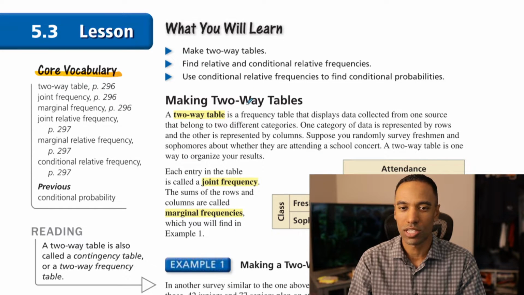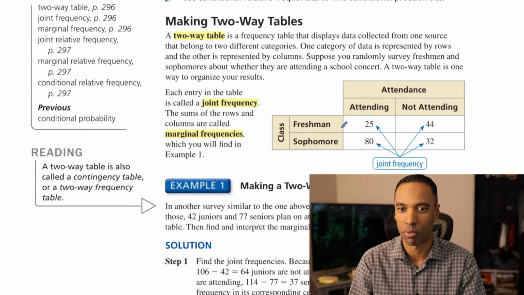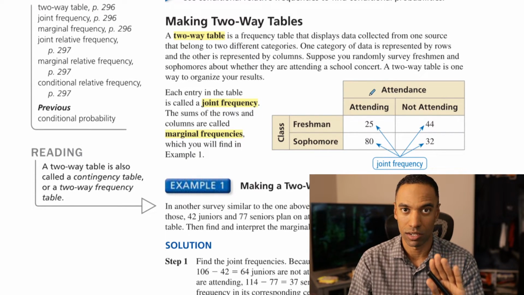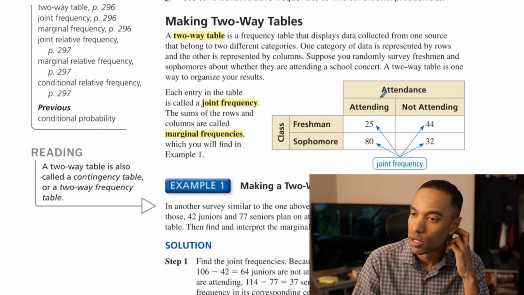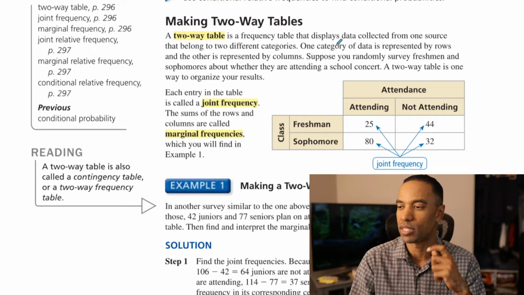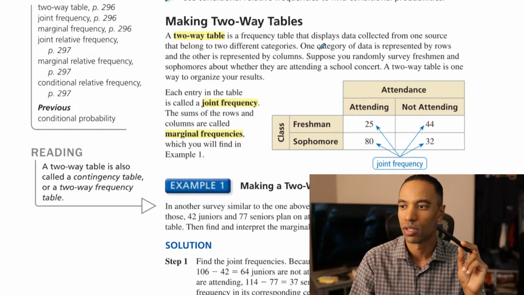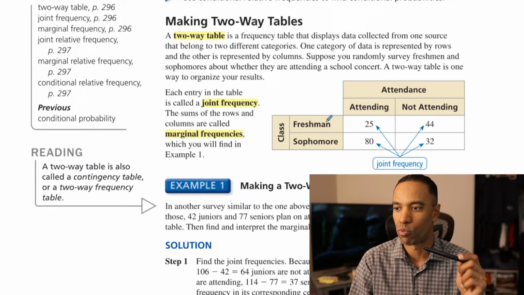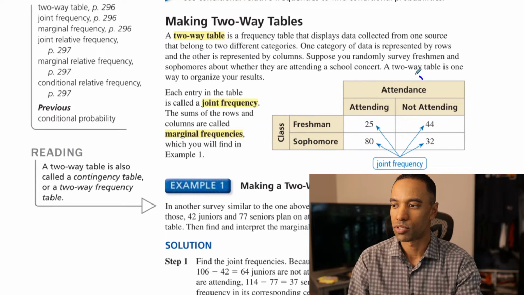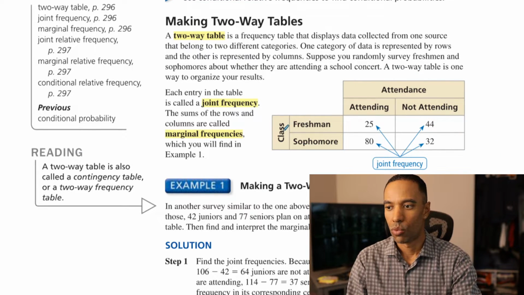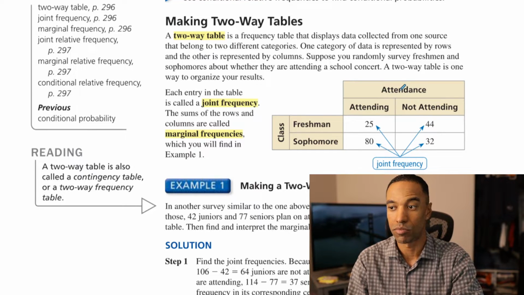All right, guys, let's go ahead and see how we make two-way tables. First of all, let me show you the visual as I read this. This is an example of a two-way table, and it can expand more than this, not just with categories, but with totals. A two-way table is a frequency table that displays data collected from one source that belongs to two different categories. One category of data is represented by rows, and the other is represented by columns. So whether you're a freshman or sophomore class, or attending or not attending something.